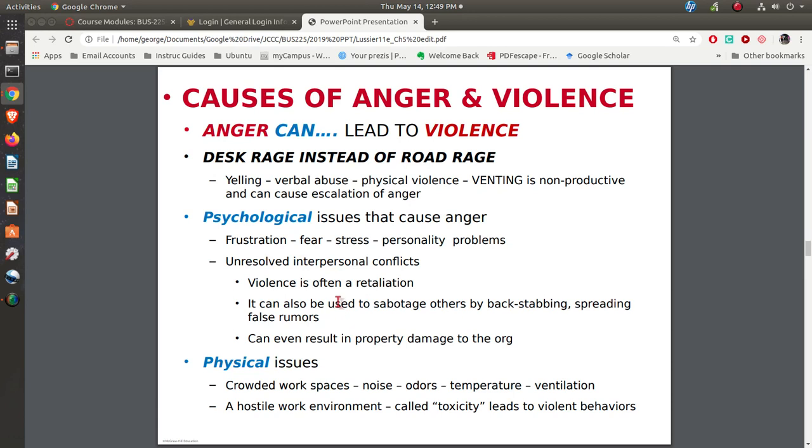Violence, most times, is a retaliation of some sort, fighting or something along those lines. You could have physical issues, in other words, crowded workspaces, a hot location, or something like that.